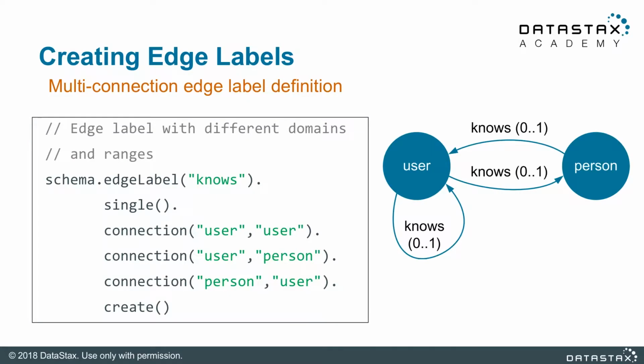And here we have an example of defining multiple connections inside of a single edge label definition. We have our user-to-user connection, our user-to-person connection, and our person-to-user connection all in a single edge label definition. And remember, because edges are stored bidirectionally on disk, it's actually not necessary to create edges that go in both directions in most cases.